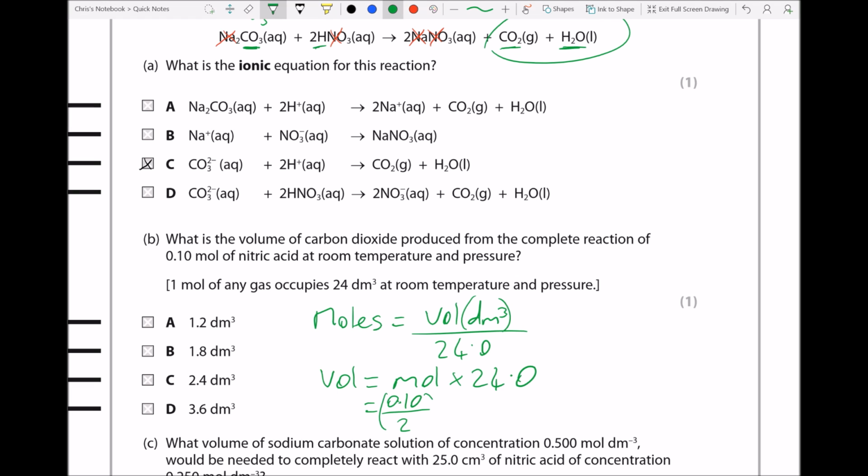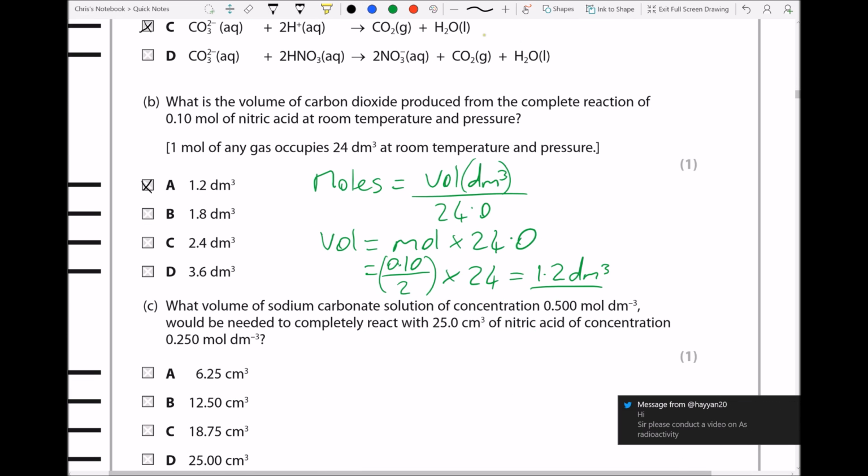Okay, so that tells us the number of moles of carbon dioxide that we formed, times that by 24. And what you should get, if you put that into your calculator, is 1.2, and that's obviously in decimeters cubed, because that's the volume we're trying to work out. So the answer for this one would be A, 1.2 decimeters cubed.